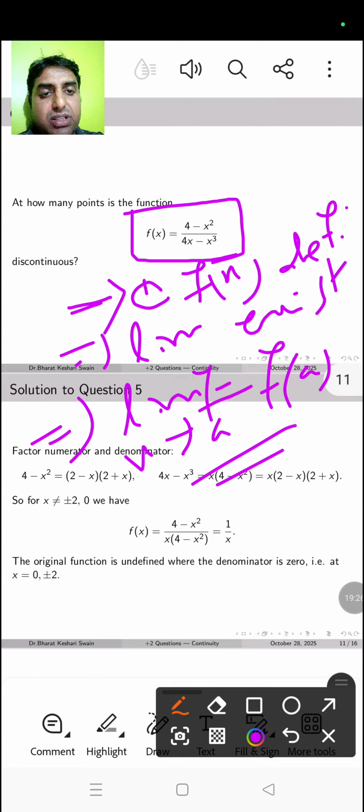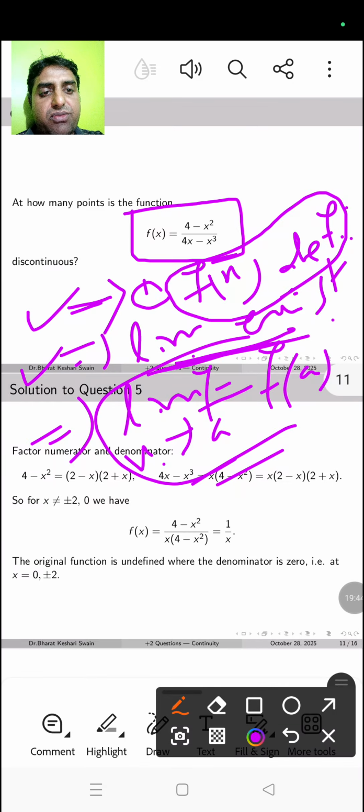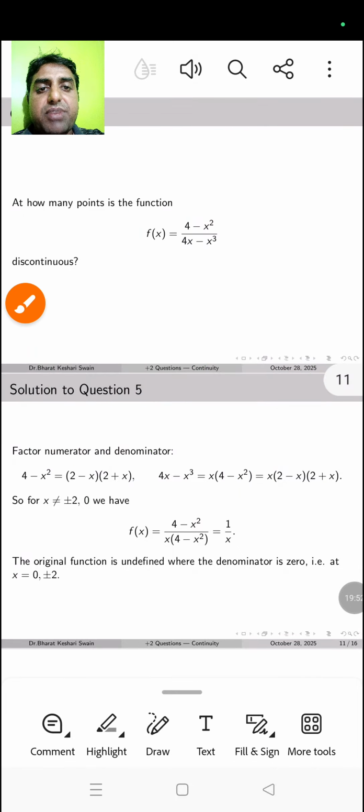So first we have to check whether at every point the function is defined or not. If it is defined, come to the next point, whether the limiting value exists or not. If this condition is also satisfied, then come to the third condition, that the limiting value must be equal to the functional value. So one by one we will check. So the first condition is that the function must be defined.